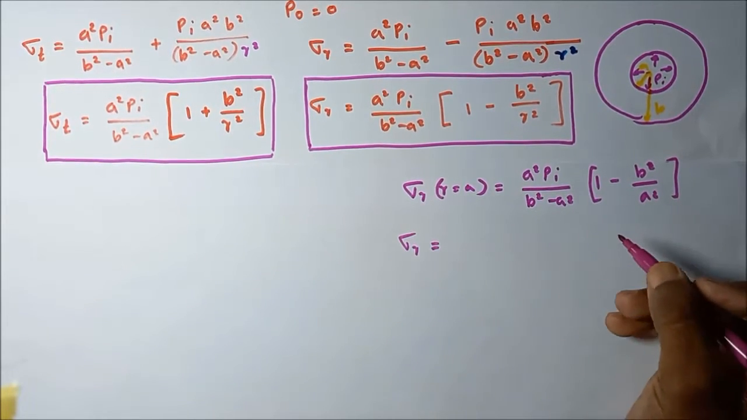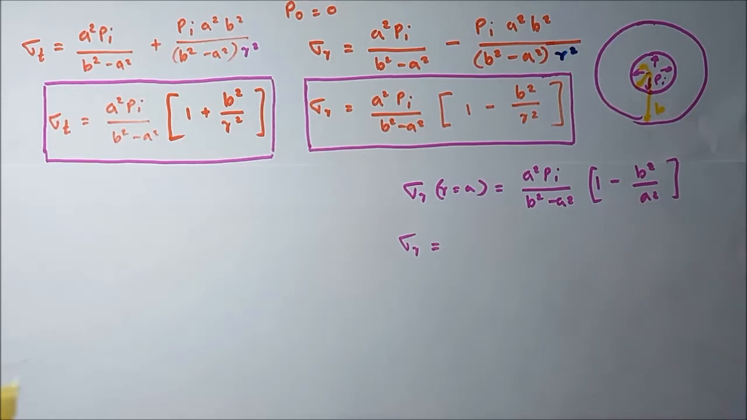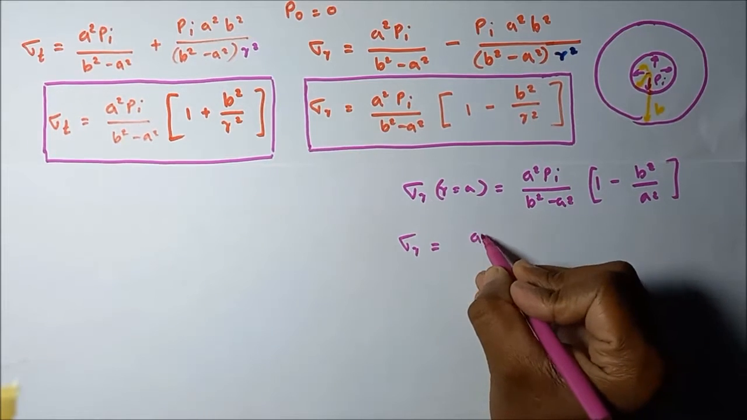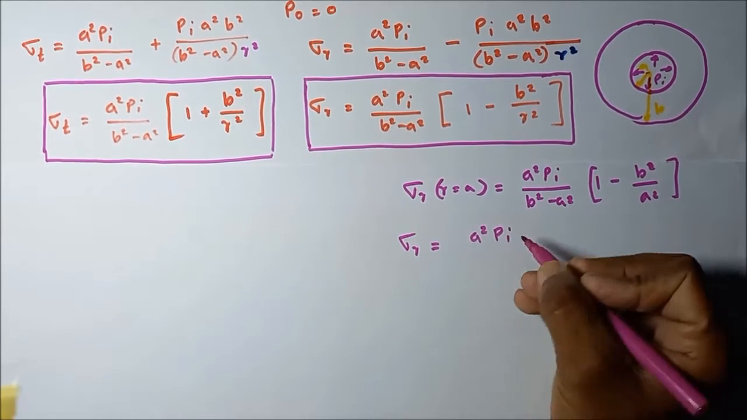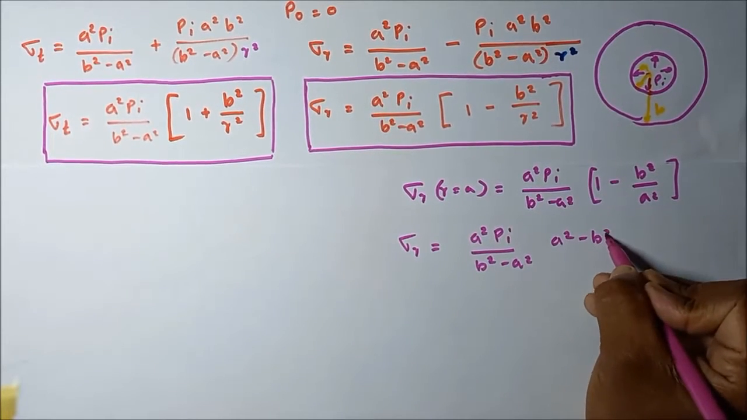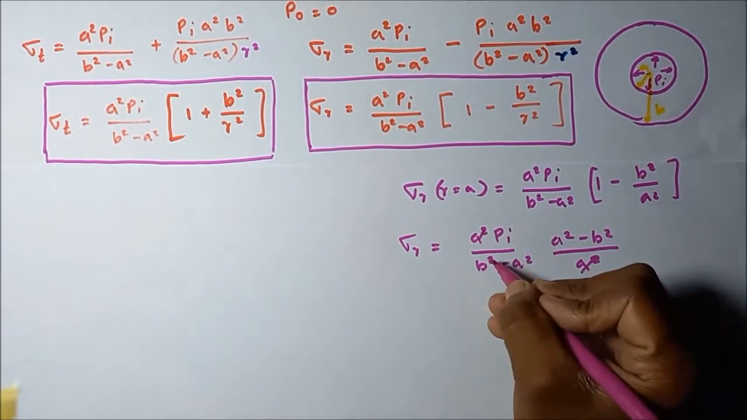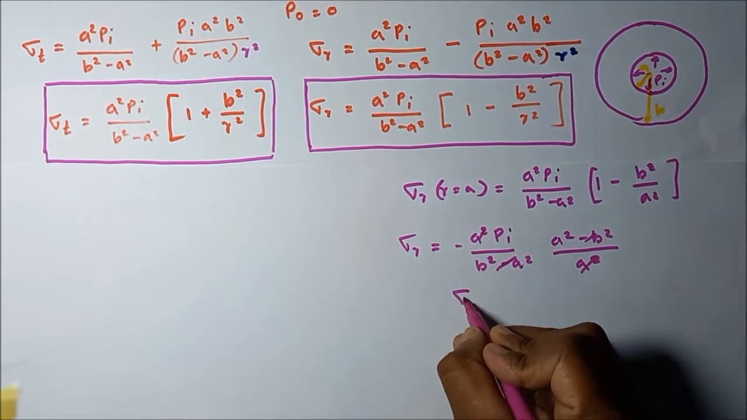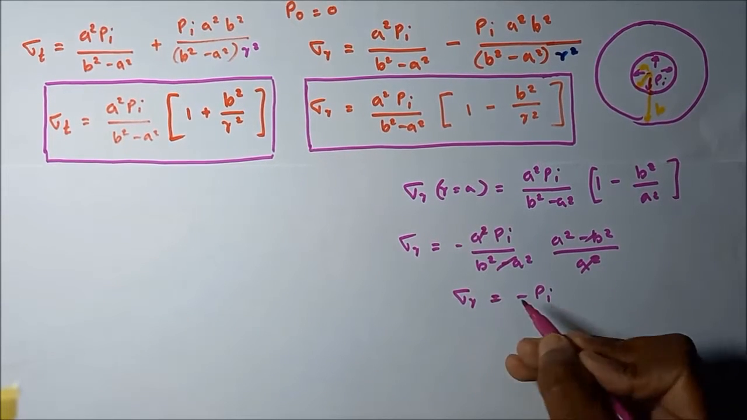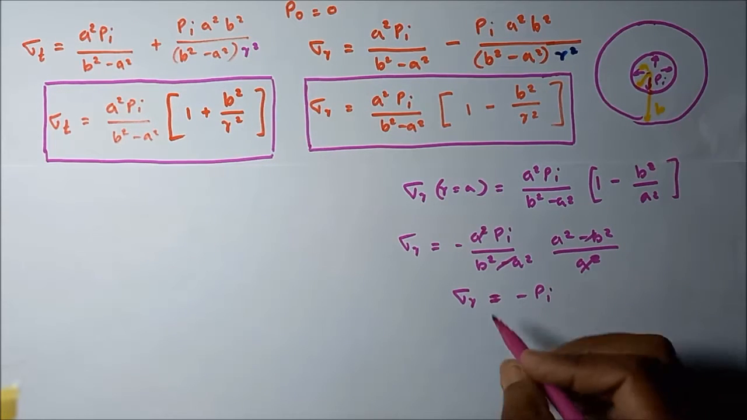I'm going to reduce this. Taking A square Pi, B square minus A square, minus B square divided by A square, we can cut this one, and also this one with the minus sign. That means sigma R is equal to minus Pi. That means the internal radial stress at the inner surface is equal to minus Pi, the internal pressure. That is the maximum value.